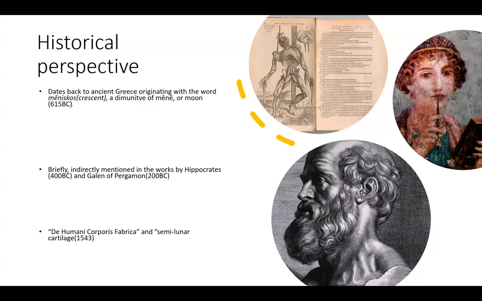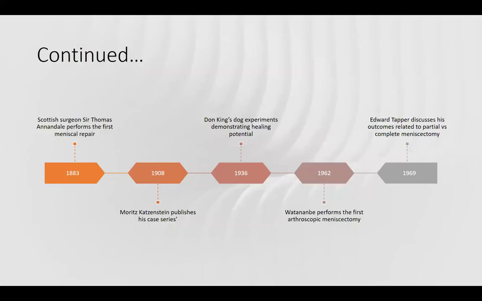Unfortunately, advancements seemed to halt around the Middle Ages when anatomical dissections were largely forbidden. When we advance over 1,000 years, we return to the work of Renaissance physician Andreas Vesalius and his work on the structure of the human body. In here, he coined a new anatomic term, the semilunar cartilage. As we fast forward closer to modern day, we can show some important milestones. Sir Thomas Annandale was noted to perform both the first ever meniscal repair and meniscectomy in the late 1800s.